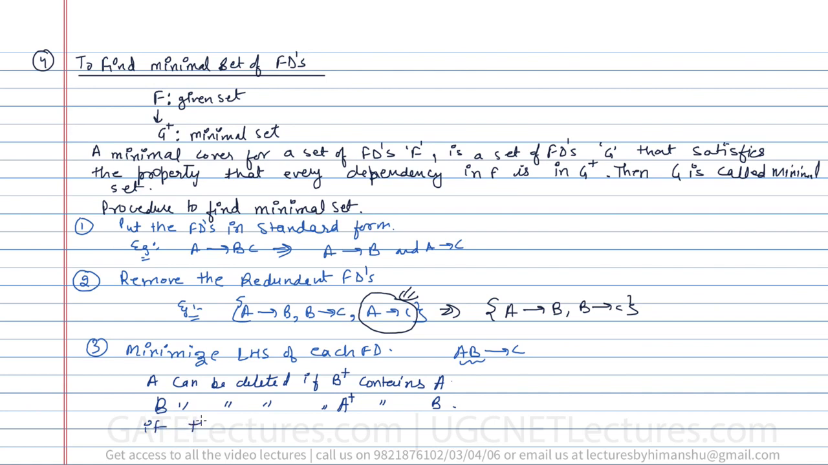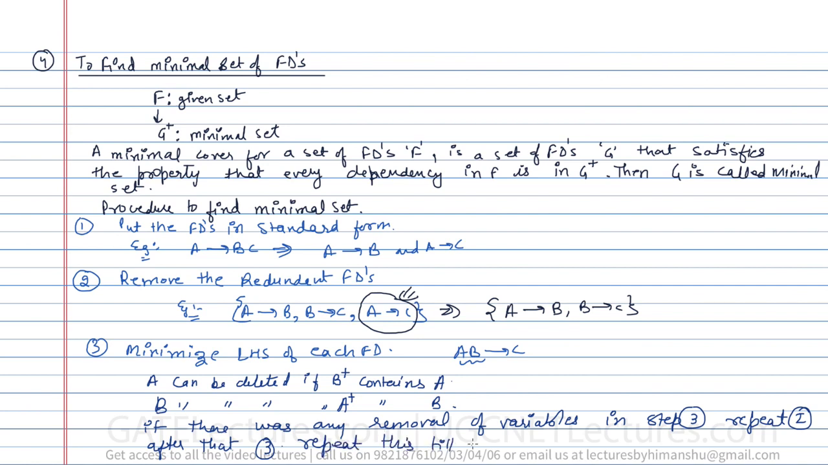So if there was any removal of variables in step 3, then repeat step 2. After that, repeat step 3, and repeat this till there is no removal. Okay, so that we can get it will be minimal. You can note all these 3 steps down in your notebook, and let us try to apply these steps.